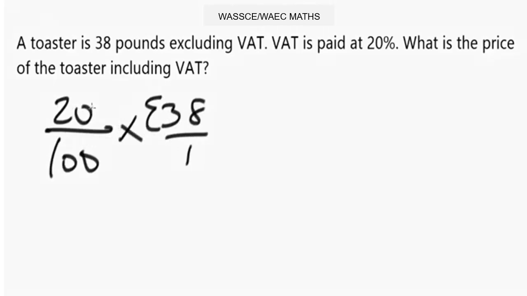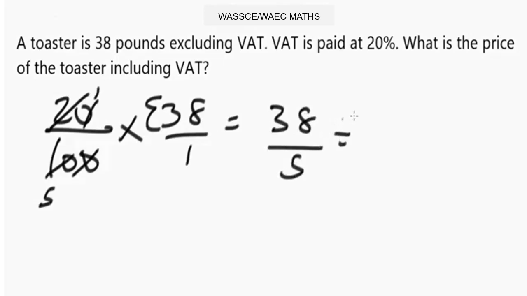When you break this down, this 20 over 100 simplifies to 1 over 5, so you're going to have 38 divided by 5. When you punch it in your calculator, you're going to have 7.6 pounds. So the VAT money is 7.6 pounds.